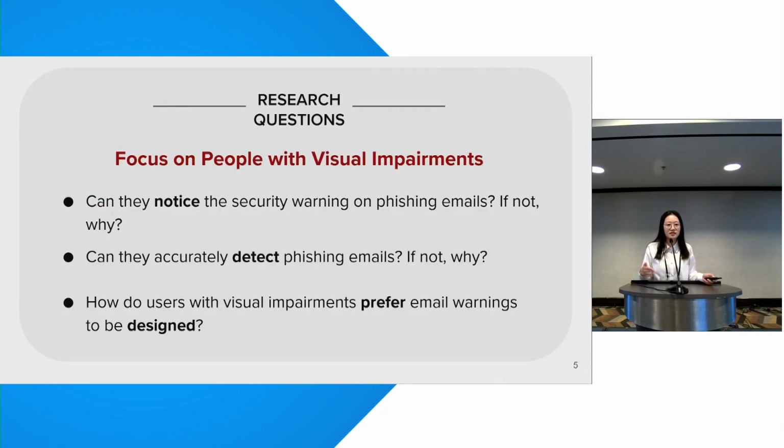So about the aforementioned email warning designs and the reading habits of screen reader users, a critical question arises. Are people with visual impairments receiving adequate security protections against phishing emails? Can they notice the security warning on emails, like phishing emails? Can they actually detect which are phishing emails? If not, what are the challenges and how would they prefer these email warnings be designed?